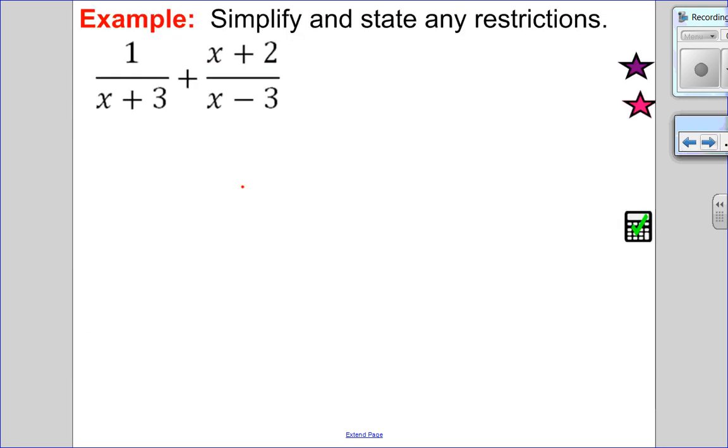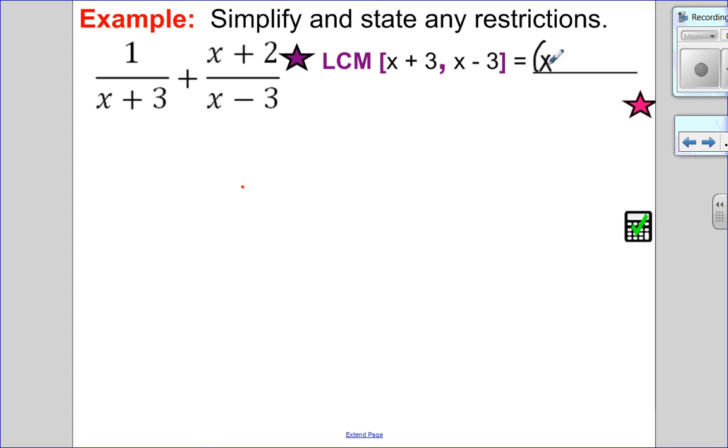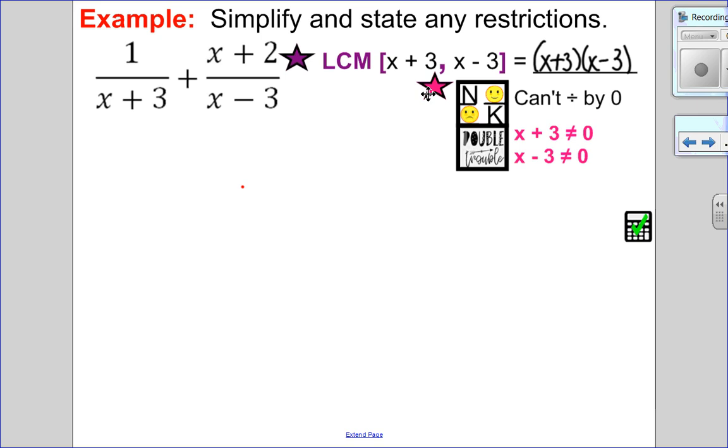So let's try. Nothing to factor there because it's just a binomial and a binomial. So let's find the lowest common multiple first. The lowest common multiple between each of those factors is actually going to be one of each. So my lowest common multiple will be x plus 3 and x minus 3. Let's talk restrictions. I have two factors, so that's double trouble. Two restrictions. Looking at those, I know that x can't be positive and negative 3.